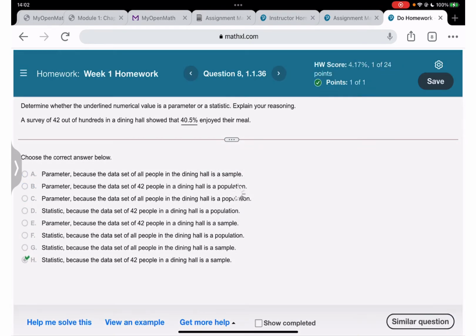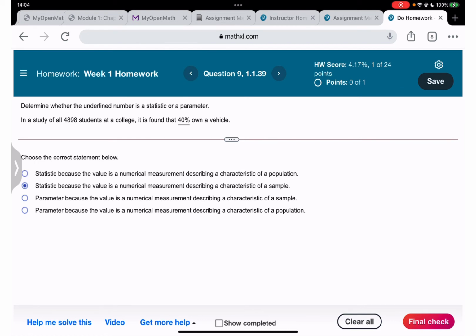Bingo. Question number 9. So we have the fact that they studied 4,898 students at a college, and it was found that 40% of these 4,898 students own a vehicle. Okay, 40% of the population. So, parameter, because the value is a numerical measurement describing a characteristic of population.